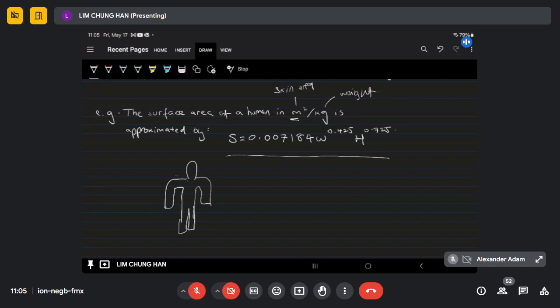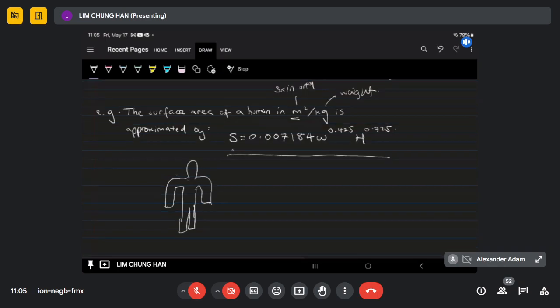Okay, so this formula relates S, surface area, with W, weight, and also height. Okay, it relates all these three things.